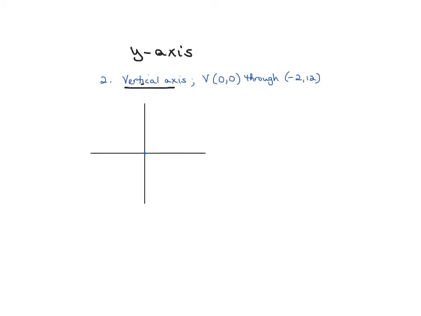So whenever the given information says vertical axis or symmetrical about the y-axis, this tells me that my graph is going to be up and down. So it's going to be either the U or the upside down U.